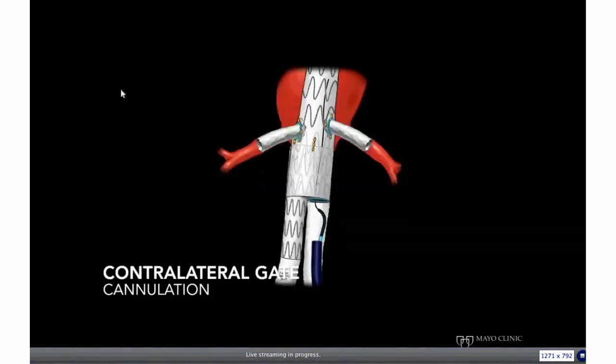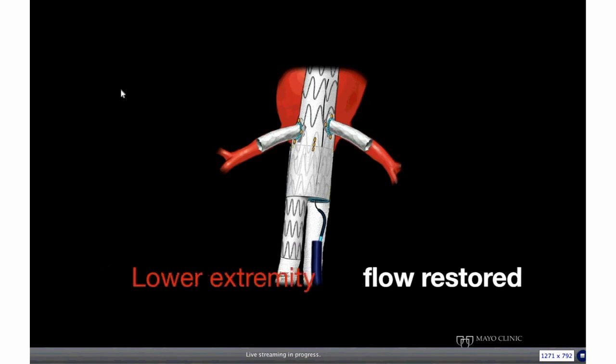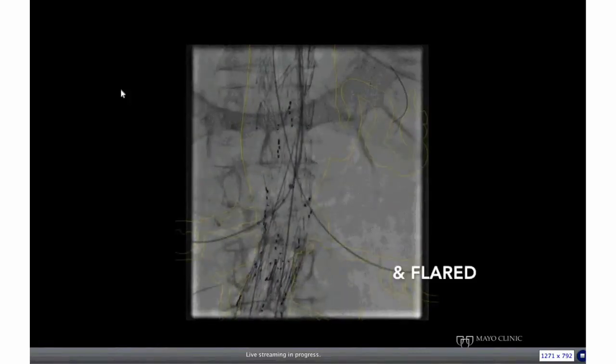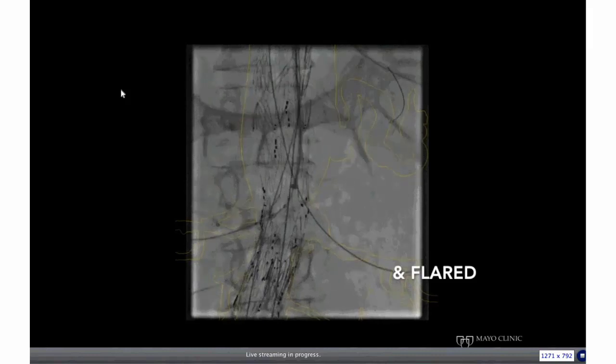The entire remaining part of the procedure is now done from the brachial approach, with flow restored to the legs. First, the right renal stent is deployed. You see here it's being flared with a balloon. And note that this is a fluoro loop and not a digital angiography to limit the amount of radiation.